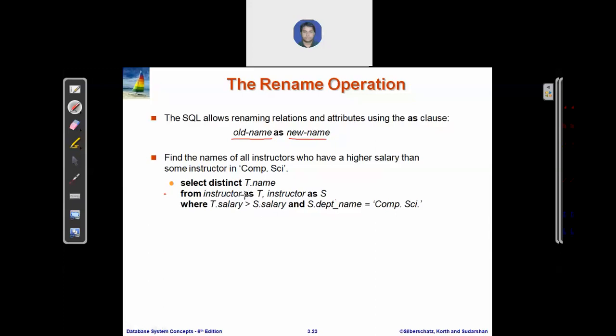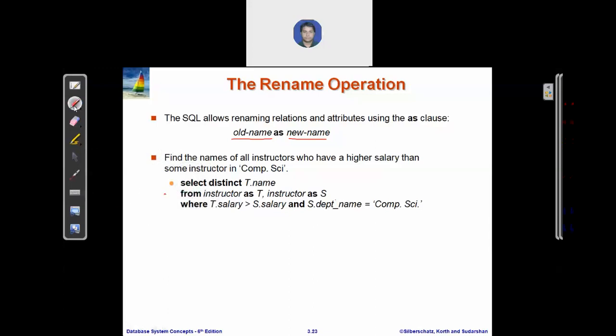Okay, so in this query, first read what the query is. Find the name of all instructors who have a higher salary than some instructor in computer science. This query says, give me the name of instructors who are getting a salary more than the salary of the computer science department instructor.